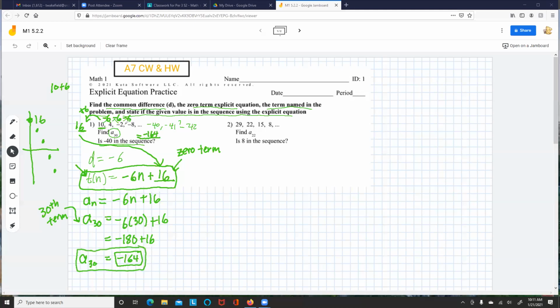We have one more question, and that last question is: is negative 40 part of the sequence? Is this part of the sequence or not? Okay. To figure that out, we need to plug in negative 40, but where do we plug in negative 40 for this equation?